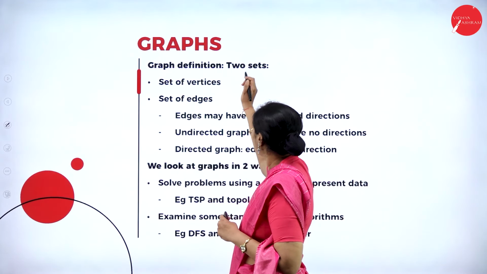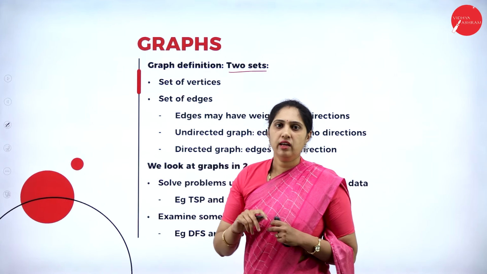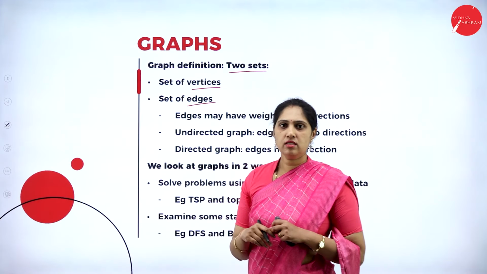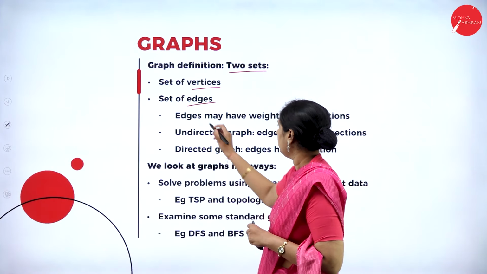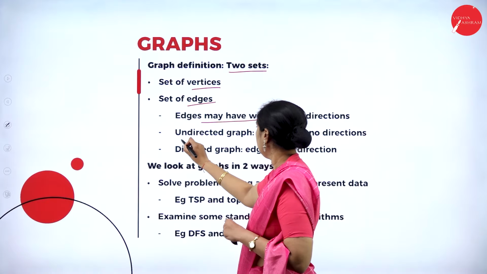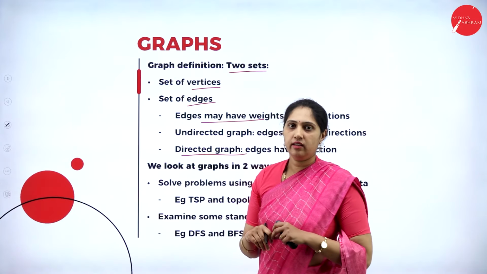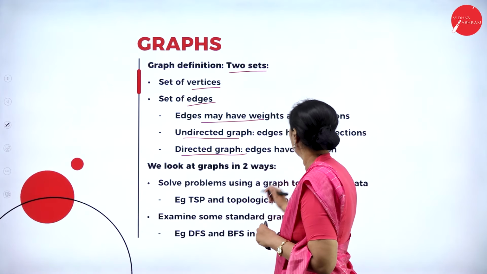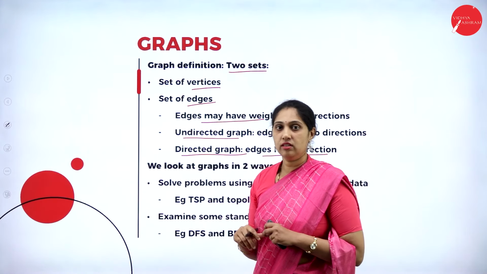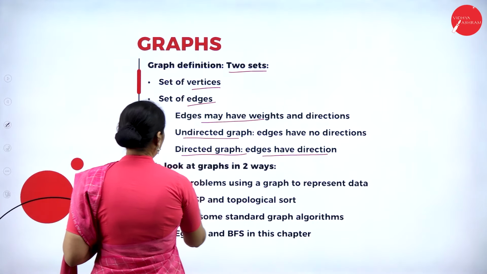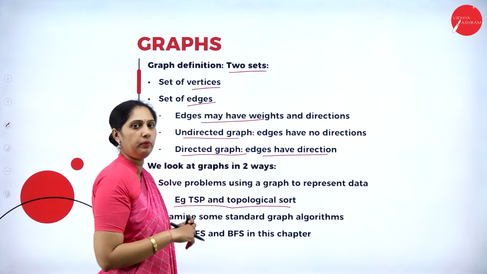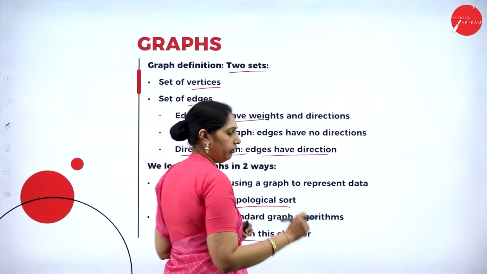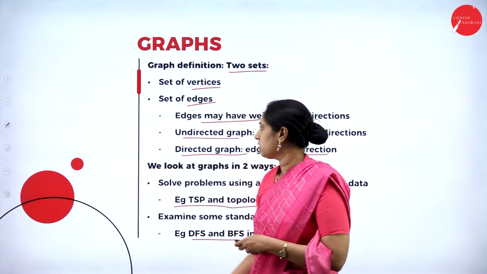How do we define a graph? A graph has a set of vertices and edges. Vertices we have already discussed, and edges also. Edges may have weights, and here you have another point, the directed graph. We already discussed undirected graphs. What is a directed graph? Edges having direction, that is, an arrow mark. And what other problems will come here? Along with the TSP, we have topological sorting. Next, we'll discuss DFS and BFS.